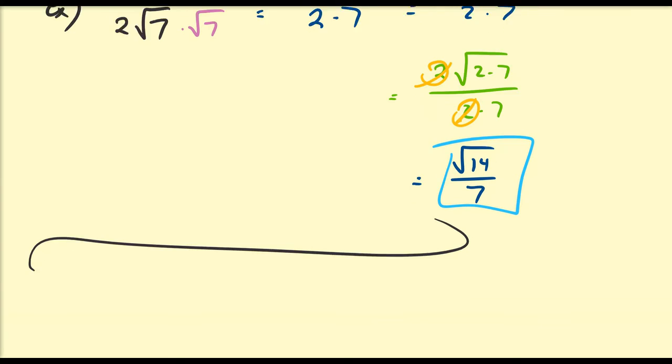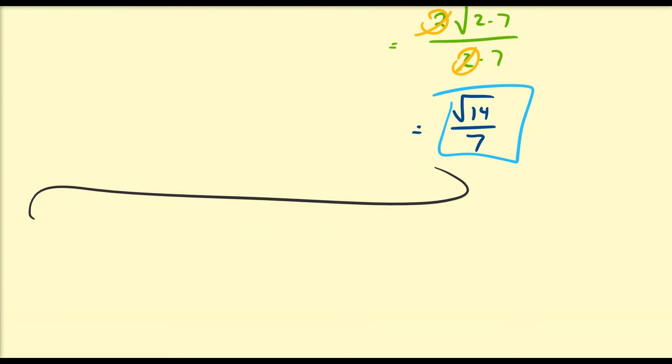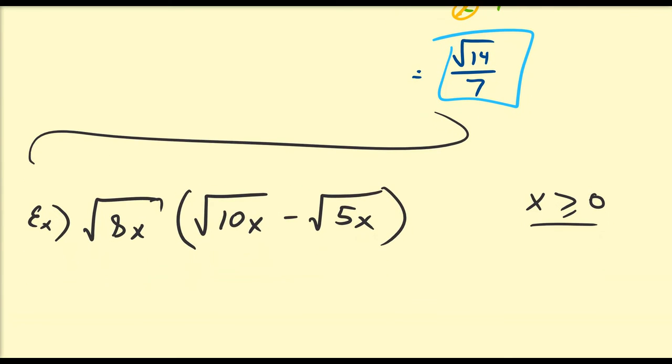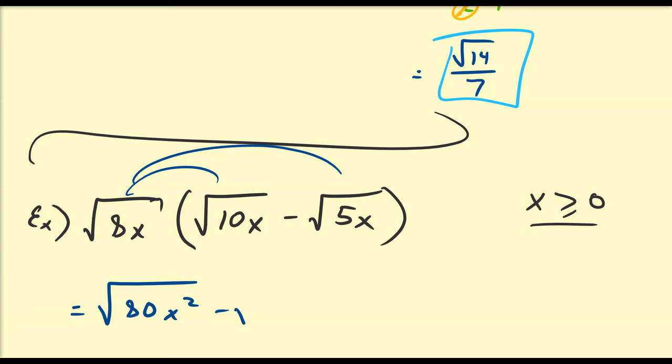And let's assume we have a more intricate example, something with variables. So the square root of 8x multiplied by the square root of 10x minus the square root of 5x. And let's assume that x is a positive number, or non-negative. So I'm going to begin by distributing. So that's going to give me the square root of 80x squared minus the square root of 5x squared.